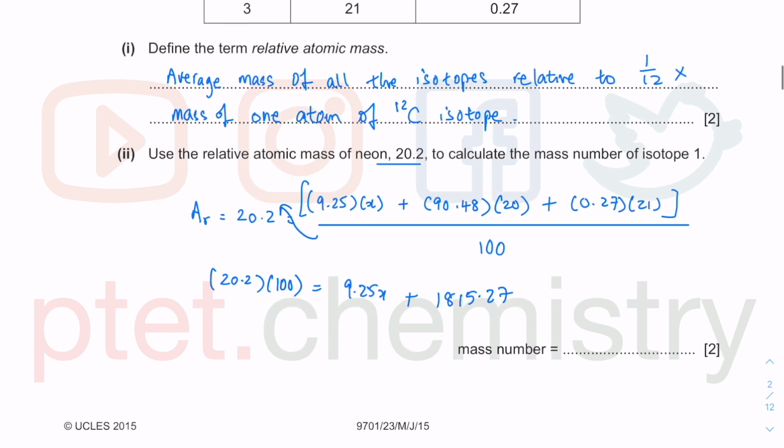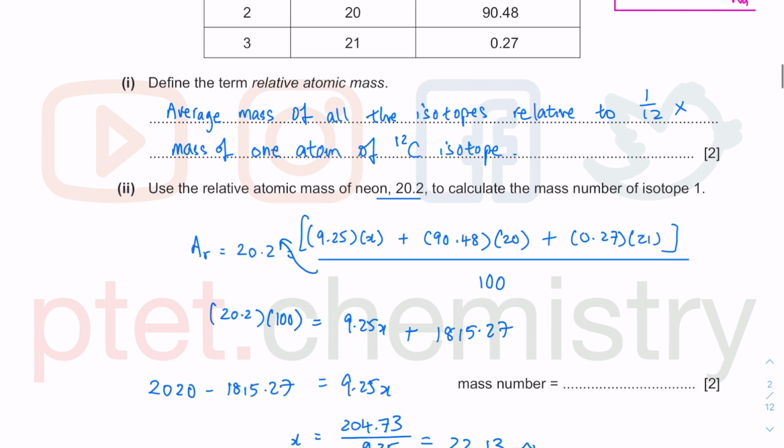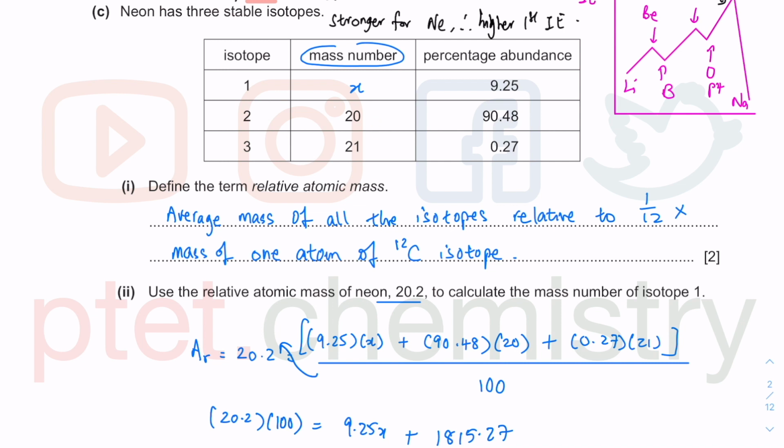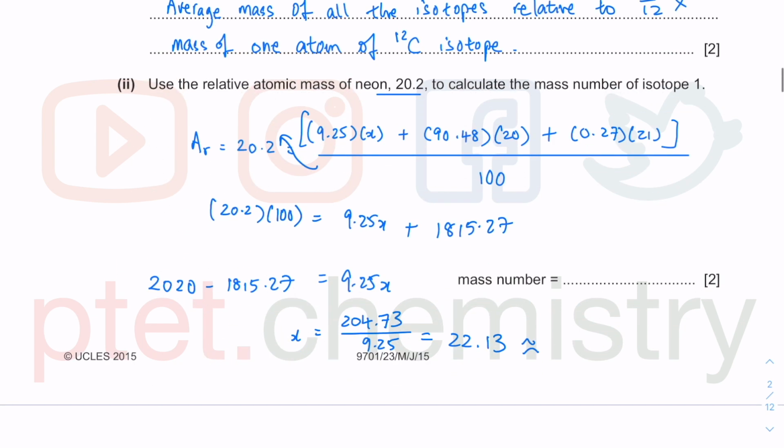1815.27. Of course, then I just need to move my whole number to the other side. 20.2 times 100 is 2020 minus 1815.27. My x is going to be that thing minus that, and I get 204.73 divided by 9.25, and I get 22.13. Of course, they don't tell us how many decimal places, but then we look at the data provided. This will be a whole number for the mass number, so I'm going to round this to the nearest whole number just to be consistent with the data given.